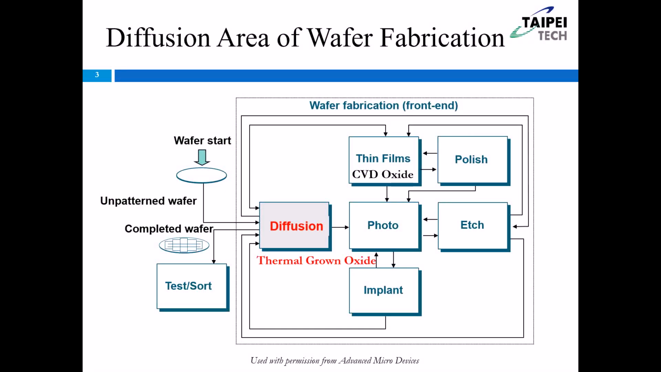So at first you need to know that when we say thermally grown oxide, right now we are located in the diffusion area. And today if we mention CVD oxide, deposited oxide, right now we are located in the thin film module, thin film area. So you need to make the difference.